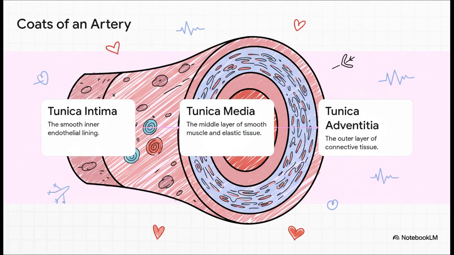Now, if we could zoom in on an artery, like microscopically, you'll see it's built in 3 different layers, or coats. These are key terms for histology. So on the inside, you've got the tunica intima. It's a super smooth lining so blood can flow easily. The middle layer, the tunica media, that's the muscle and elastic part that gives the artery its strength and lets it stretch. And then on the outside, you have the tunica adventitia, which is a tough, protective wrapping of connective tissue.